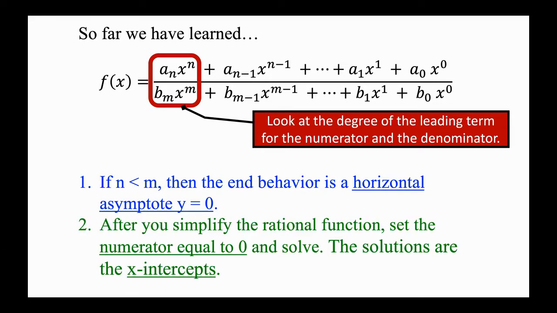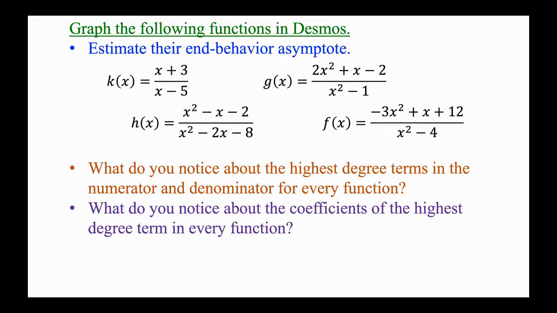Also, after you simplify your rational function, if you set your numerator equal to 0 and solve, those solutions you get will represent any x-intercepts on your rational function. It's pretty cool. Let's look at another scenario.